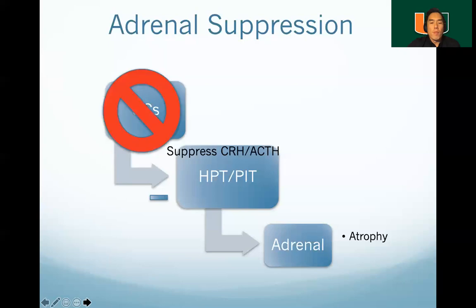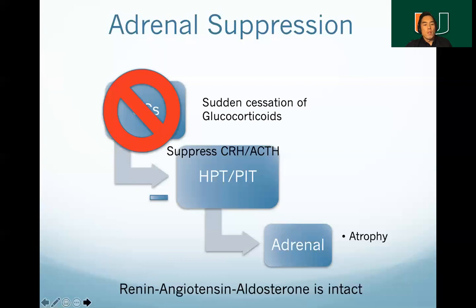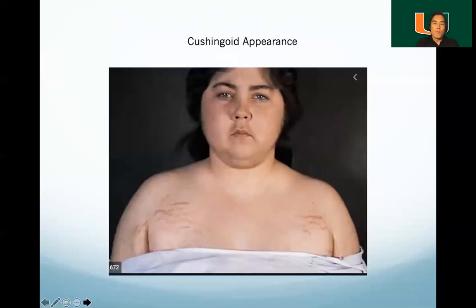So when you suddenly stop the glucocorticoid, your adrenal is still atrophic and can't make enough glucocorticoid. That's when you start having signs and symptoms of adrenal insufficiency, not when they're receiving it. However, during the time they're receiving it, they express the signs and symptoms of excess glucocorticoid. What do we call that appearance? Cushingoid appearance.